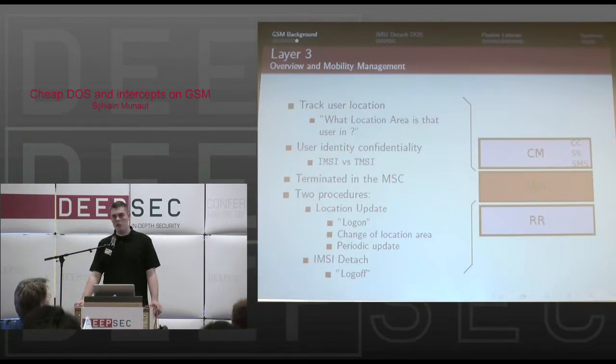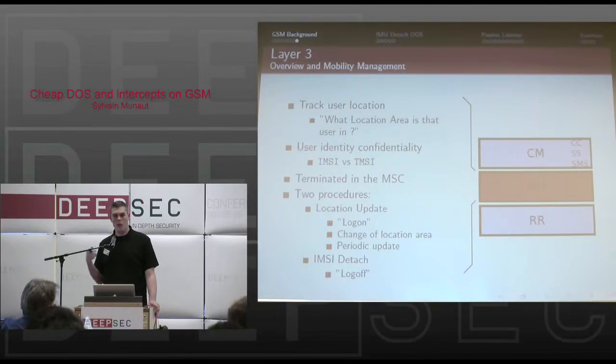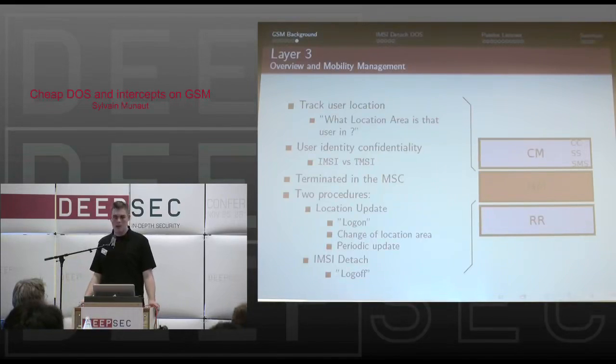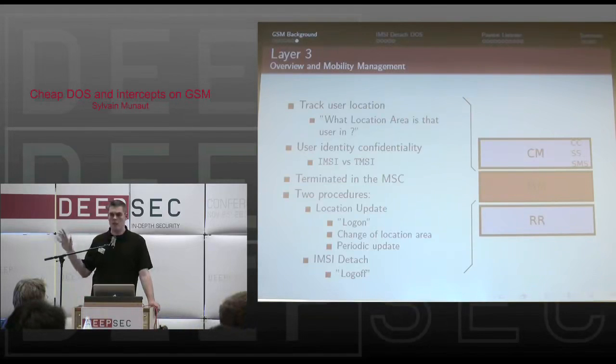What's called the location update. This procedure is used in 3 separate cases. First, when you turn on your mobile phone, like you log into the network, or when you change location area, so you basically tell the network, okay, I moved from this location area to that other location area, or what's called a periodic update. Basically, without any reason, your phone will just contact the BTS to say, okay, I'm still here.